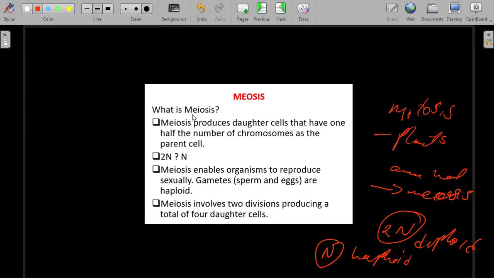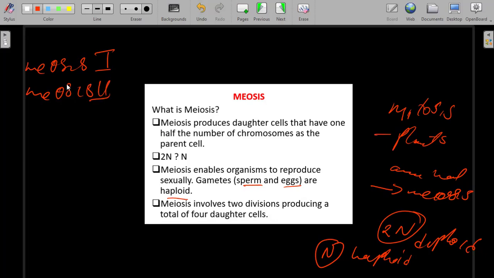So in meiosis, you are going to have the process in which daughter cells have half the number of chromosomes of the parent cell. This will occur in gametes, in the sperms and the eggs, so you end up having haploid chromosomes. This meiosis is going to be divided into two parts. We're going to have what we call meiosis 1 and meiosis 2.